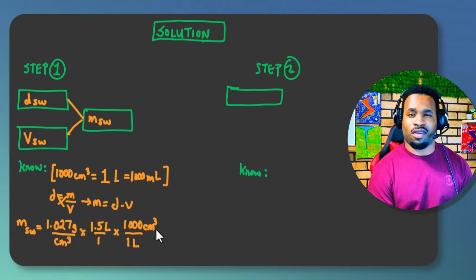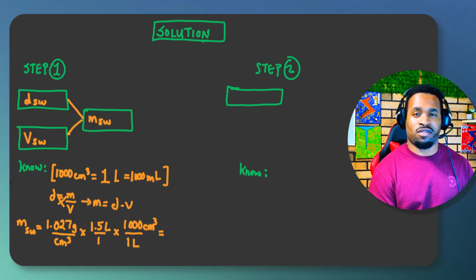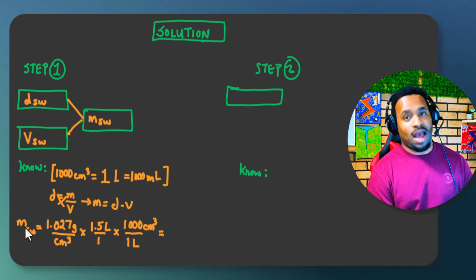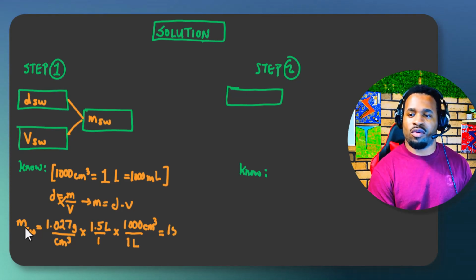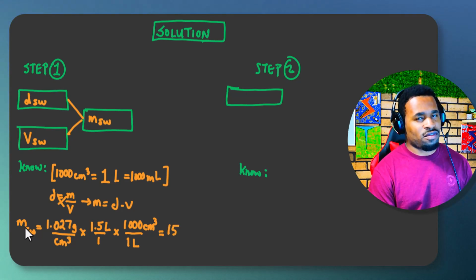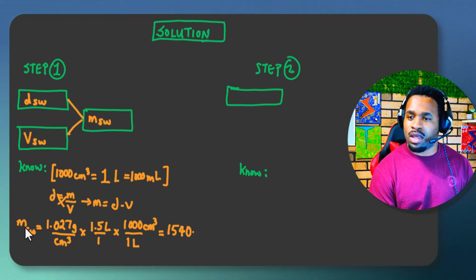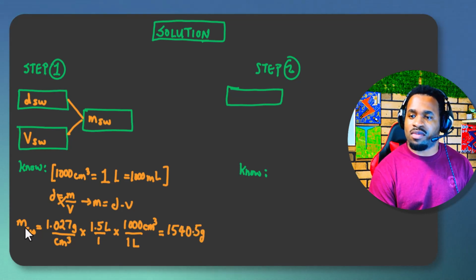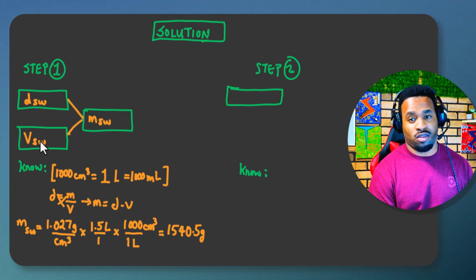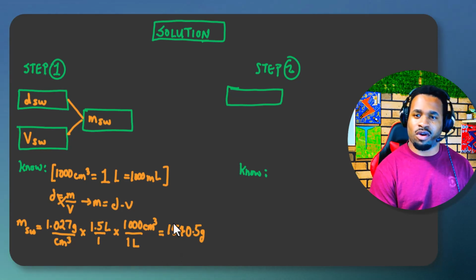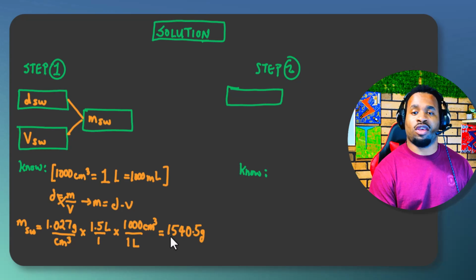Once we have this, we can cancel out things and multiply our numerators, and this will give us our final value in grams for the mass of seawater that is in that volume of 1.5 liters, which is equal to 1540.5 grams of seawater present in the 1.5 liters of seawater. Now once we have this, we can use it for our step 2.